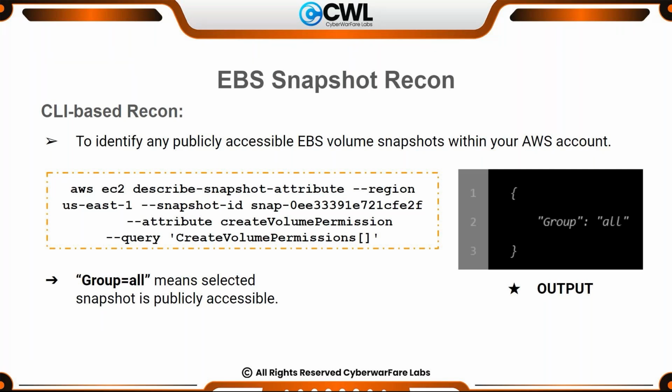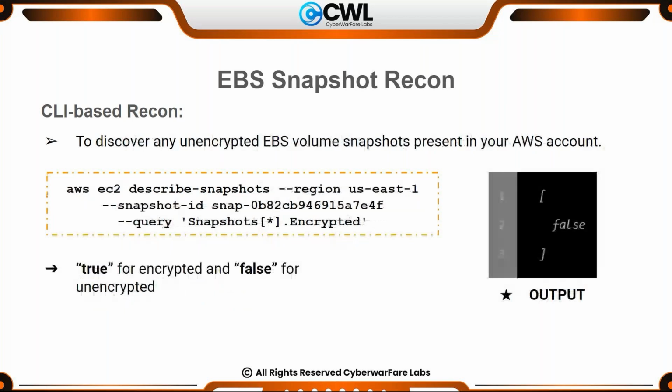Next, we have some selected EBS snapshots to check whether the snapshot is encrypted or not. To do so, we have to run this particular command in the CLI. We need to specify the AWS region here and the snapshot ID here. So the command's crucial component is the dash query option, which extracts the encryption status of the snapshot from the output.